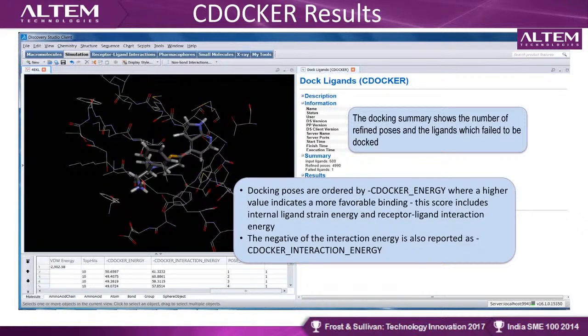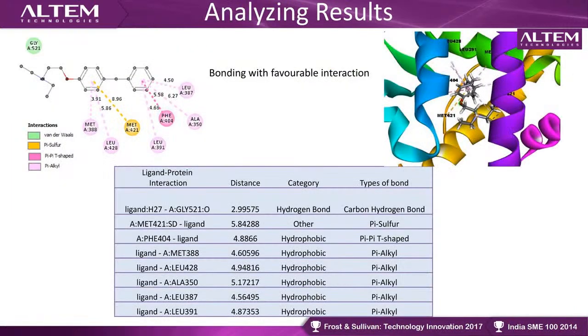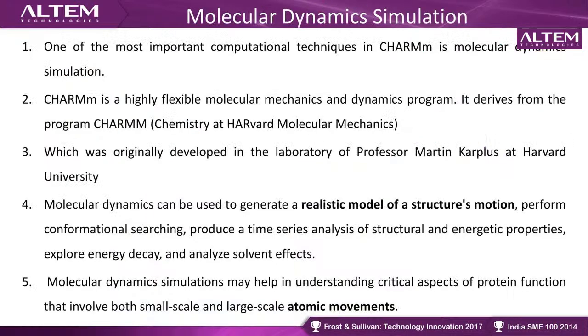Here we are getting the result in terms of minus CDocker energy and minus CDocker interaction energy, where minus CDocker energy is the energy of your internal ligand strain, I would say, and the receptor-ligand interaction, whereas the minus CDocker interaction energy is the interaction energy with respect to your complex. You can analyze those results with respect to your 2D diagram, and of course we are getting those interactions. We are getting tables showing the amino acids of your protein interacting at the interface with some distance. We even get the categories of what exactly this interaction is all about, and the type of that particular interaction.